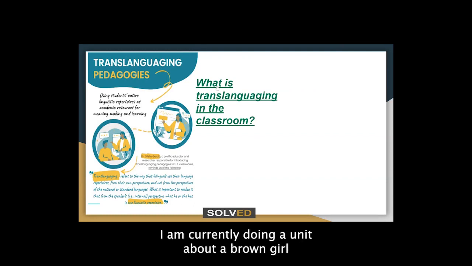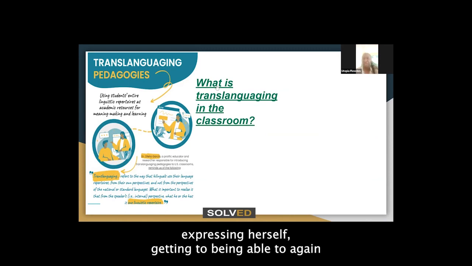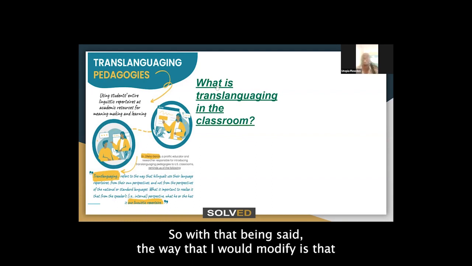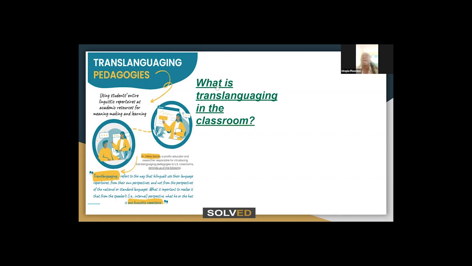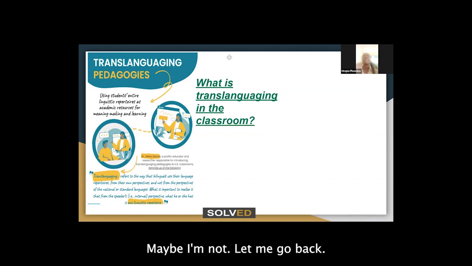I am currently doing a unit about a brown girl, and it's about the brown girl having trouble expressing herself and then comparing her to her sister. So the way that I will modify is that when I'm doing my mini lesson, she had to write her name, so I will have the ELL student go up and write their name.